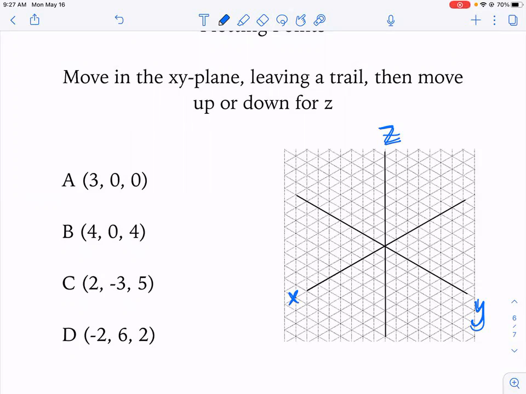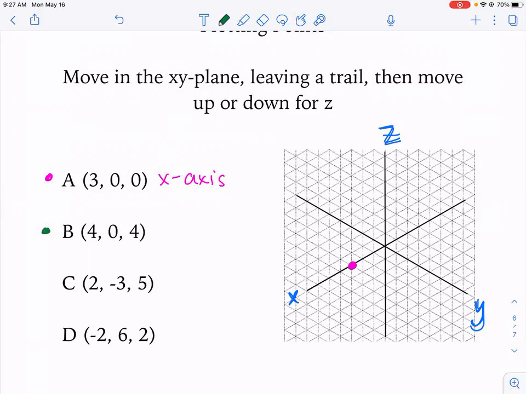So 3, 0, 0. That means we're gonna move 3 out on the x-axis and then nothing again. So my pink coordinate is 3, 0, 0, and it lives on the x-axis. Okay. Now my green coordinate, coordinate B, is 4, 0, 4.